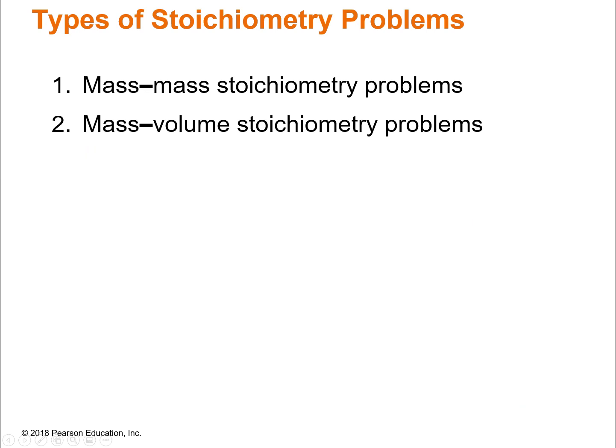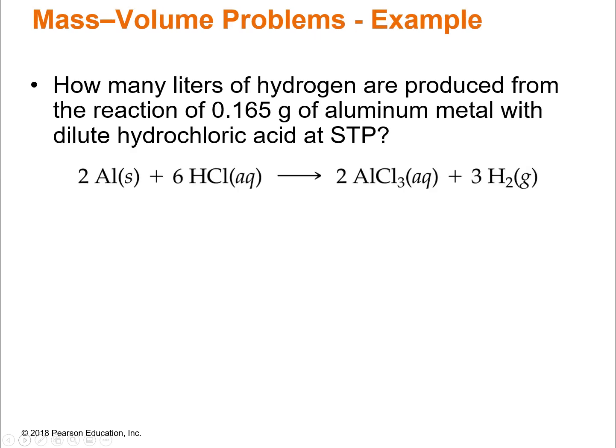So we did mass to mass. Now we're going to do mass to volume stoichiometry problems. That means that we're going to be doing problems that involve gases. So here's our example. How many liters of hydrogen are produced from the reaction of 0.165 grams of aluminum metal with dilute hydrochloric acid at STP? Whenever you see at STP, that clues you in that there's something about a gas.